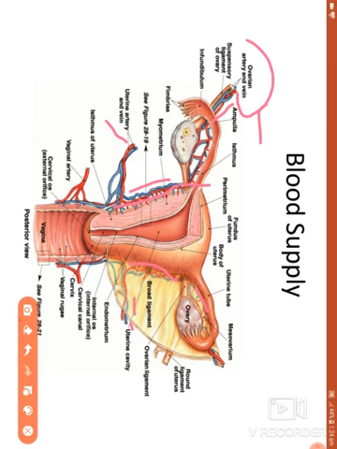Along the artery, veins accompany. So venous drainage is into the uterine veins and the ovarian veins. Okay, that's the blood supply.